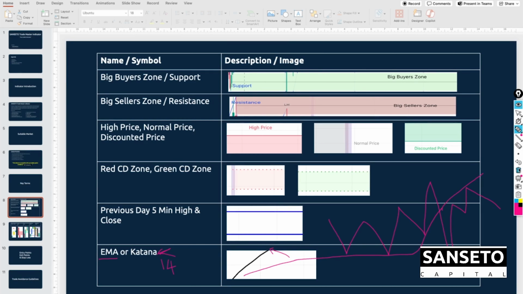People who are already trading will already be aware: if one support is broken, it will become a resistance, and if one resistance is broken, it will become a support. I hope everybody knows about this.